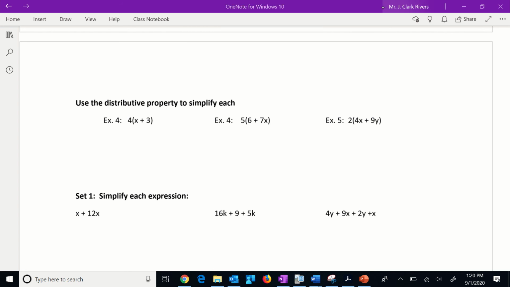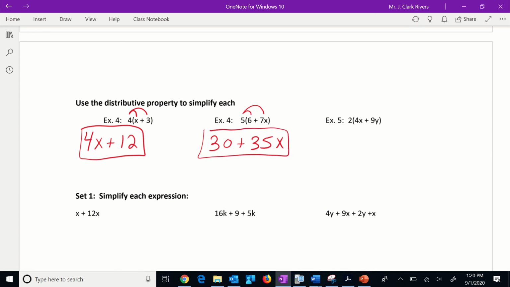Okay, so with the distributive property, we got some variables now. 4 multiplied by x, that's 4x. Again, pay attention to that sign, plus 4 multiplied by 3, 12. Can we combine 4x and 12, yes or no? The answer is no. These are not like terms, so we are finished with that. Same thing here. 5 multiplied by 6, 30. Pay attention to that sign, plus 5 times 7x, 5 multiplied by 7 is 35x. So there we go. Can we combine 30 and 35x? No, we cannot. Those are not like terms. Constant term, variable term, can't combine them.